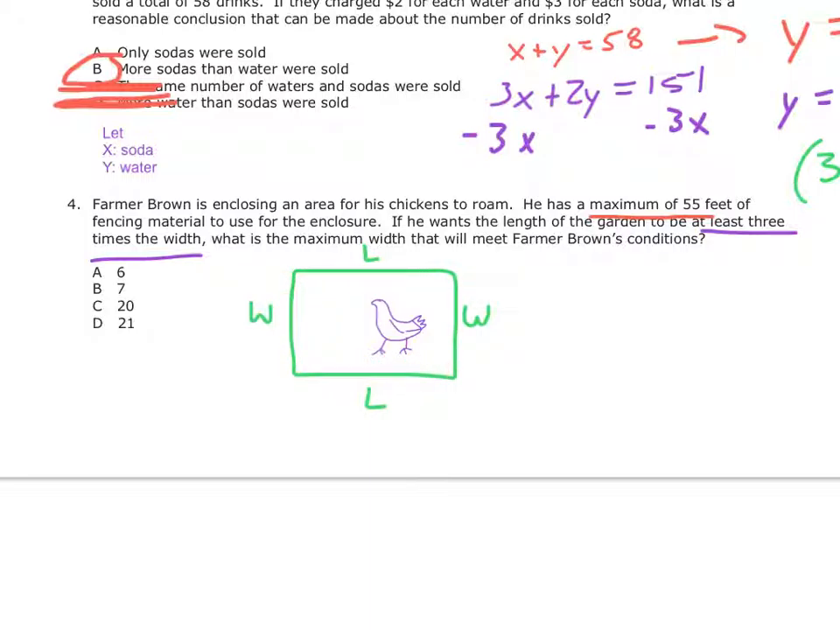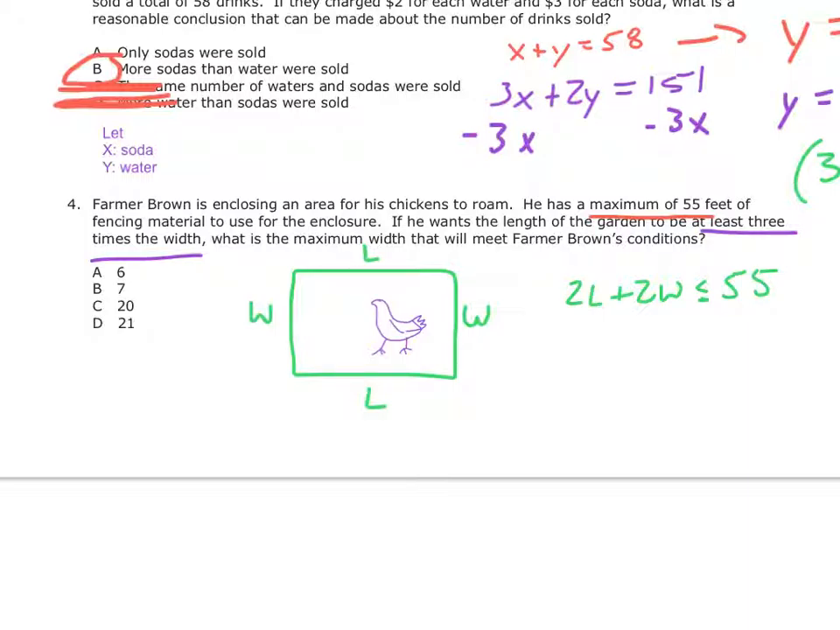Well, if we talk about our perimeter, we know that we need to add all the sides together. And if we do that, we end up with 2L plus 2W less than 55. And the reason we use less than there is because it says a maximum of 55 feet. So this is the maximum we can have. So anything over here can be less than 55. And we'll go ahead and do less than or equal to, because it can be 55 feet.